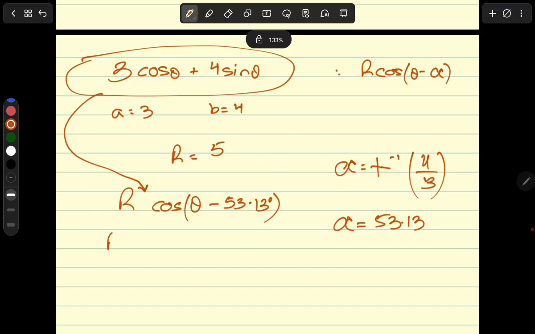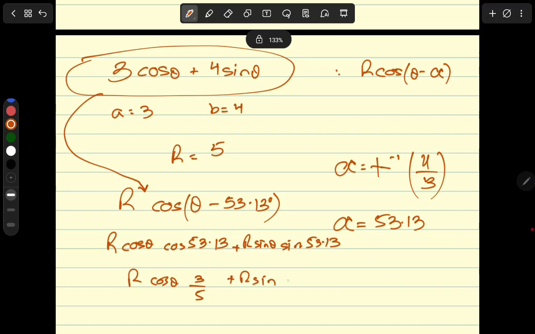So let's expand mentally. r cos theta cos 53.13 plus r sine theta sine 53.13. Now cos 53.13 is what? It is 3 upon 5. You can put it in your calculator. It's just the reverse of it. And this is r sine theta, and sine 53.13 is nothing but 4 upon 5. So you can put it in your calculator yourselves as well.